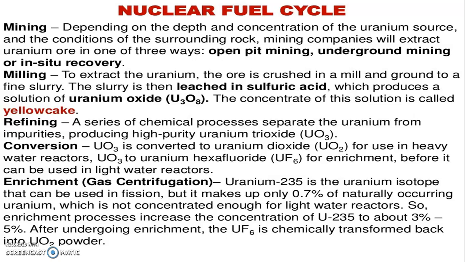So next topic is milling. To extract the uranium, the ore is crushed in a mill and ground to a fine slurry. The slurry is then leached in sulfuric acid, which produces a solution of uranium oxide. This concentrate of the solution is called yellow cake. Next topic is refining. A series of chemical processes separate the uranium from impurities, producing high purity uranium trioxide.